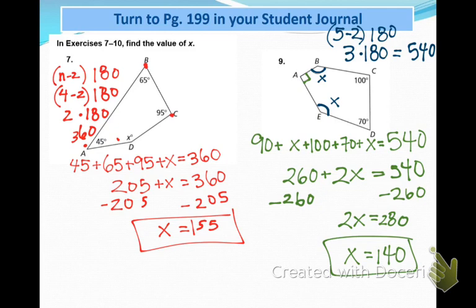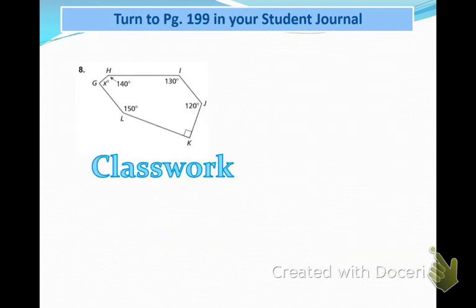Questions, comments, concerns? Awesome. You guys are going to do this one on your classwork paper that you're going to turn in. Oh, goodness. Why is it so noisy? You will live. Marcellus, work on your paper. You're doing number 8 on your classwork paper.